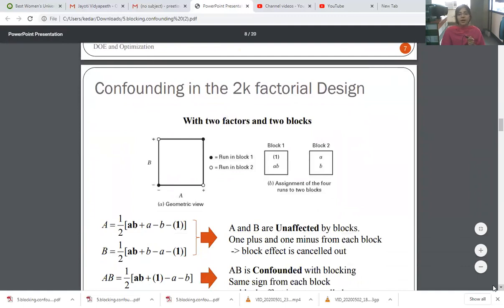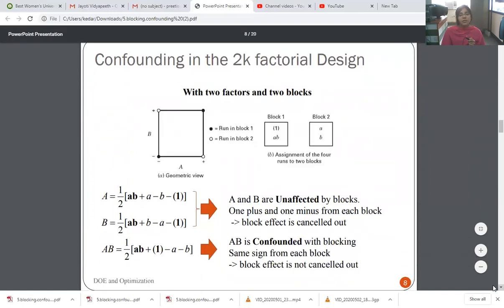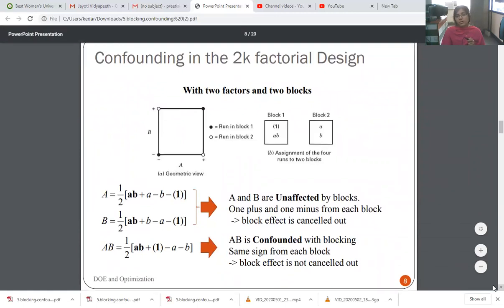A and B are unaffected by blocks. In one block there is one plus and one minus from each block, so the block effect is cancelled out. The second one, AB, is confounded with blocking: same sign from each block, so the block effect is not cancelled out.